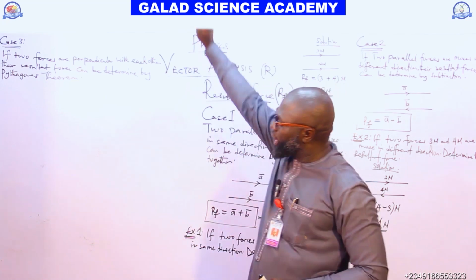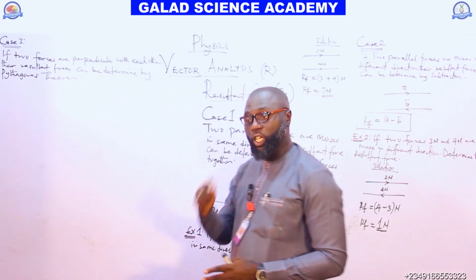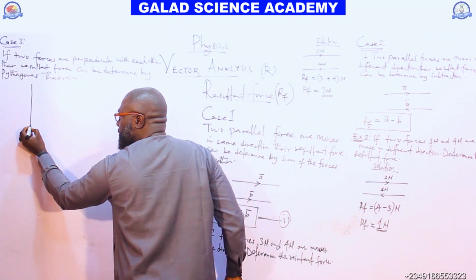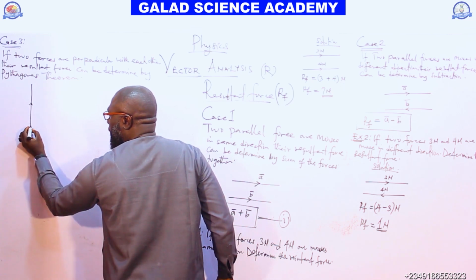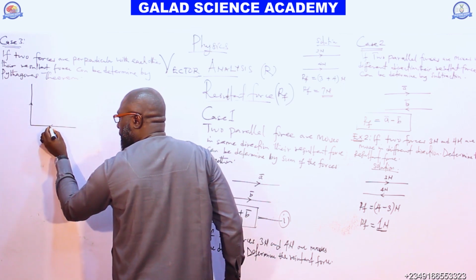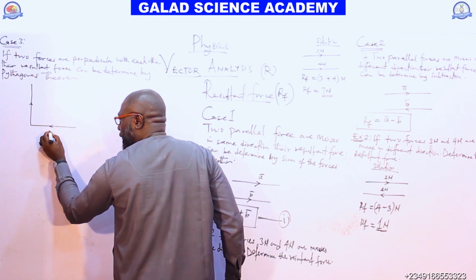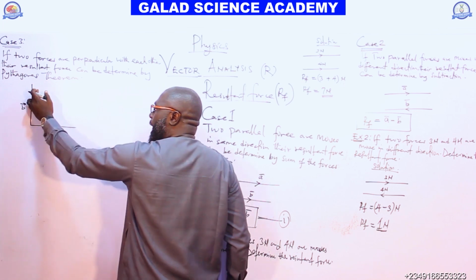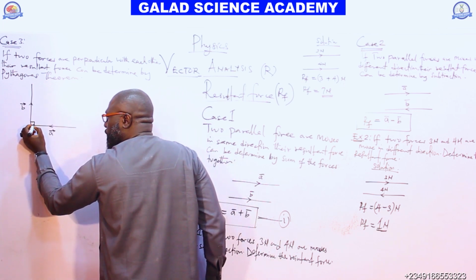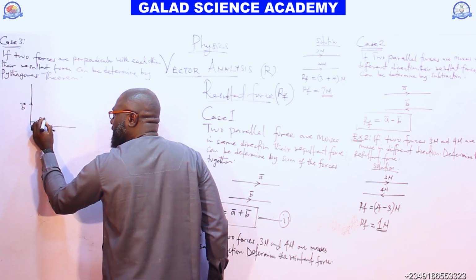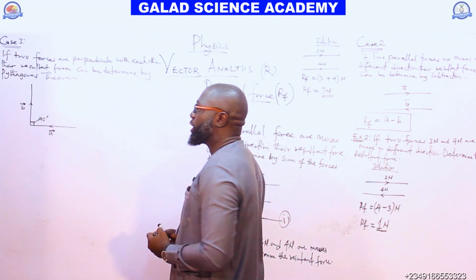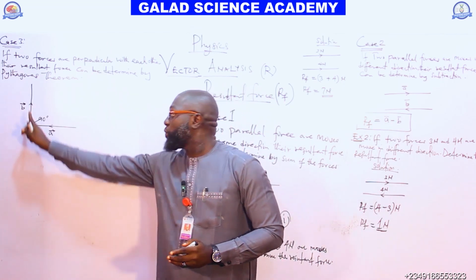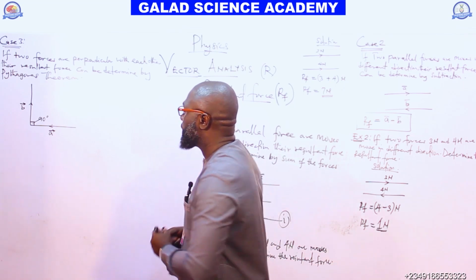So, if two forces are perpendicular with each other, it simply means the forces look like this. Assume this is vector A, this is vector B. A and B are perpendicular with each other, which simply means the angle here is 90 degrees. For any perpendicularity, the angle between the two forces or the two vectors is 90 degrees.